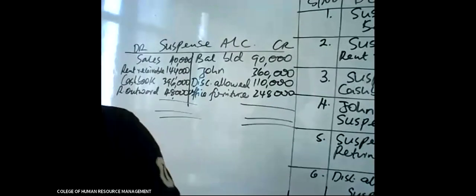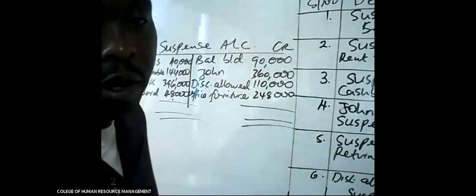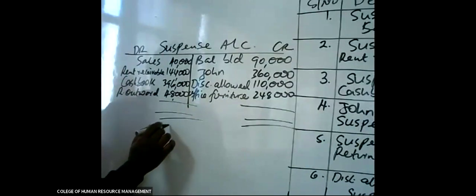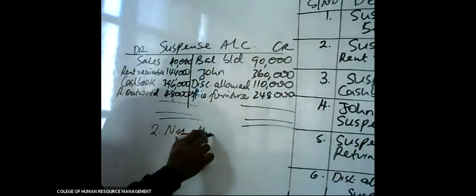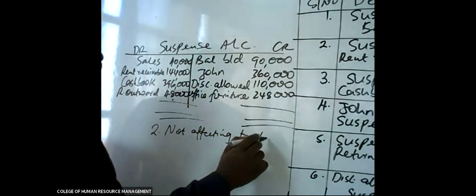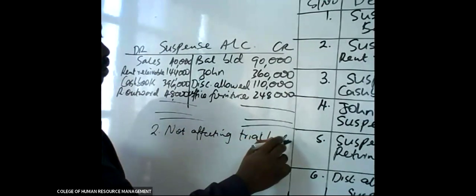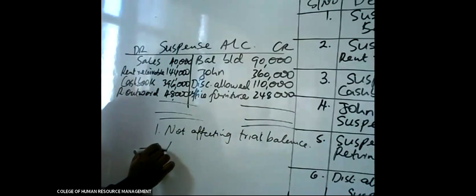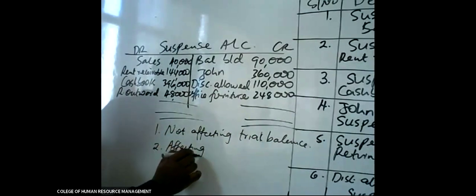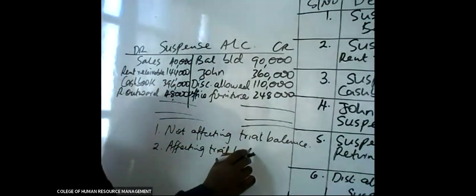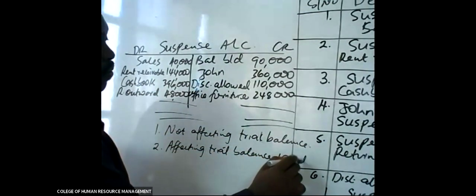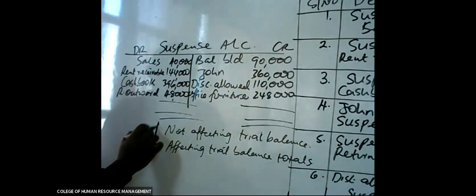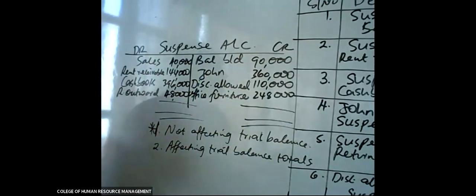Okay. Remember we said from the onset on the errors that we have got two categories of errors. Number one, those not affecting trial balance totals. Number two, those affecting trial balance totals. So those errors not affecting the totals, they don't require suspense account.